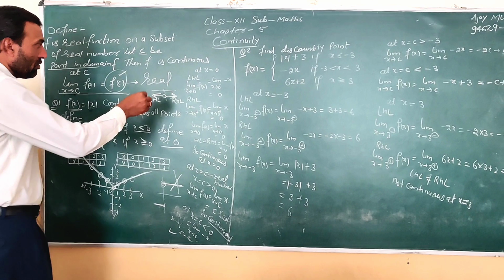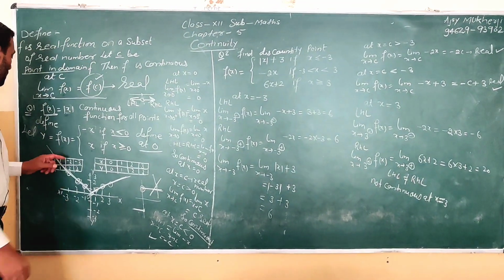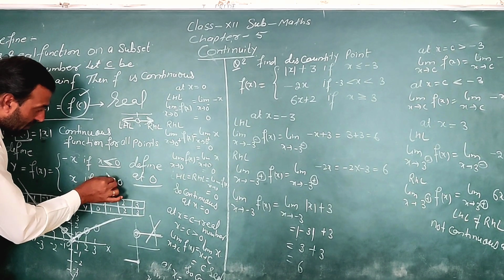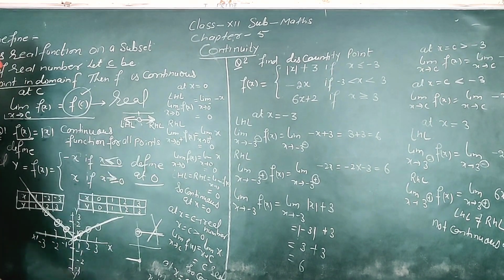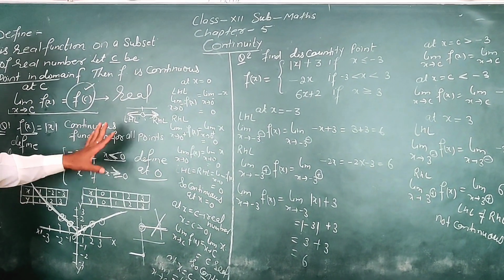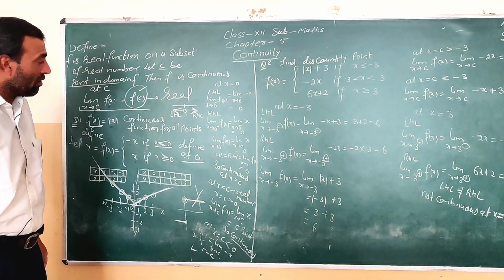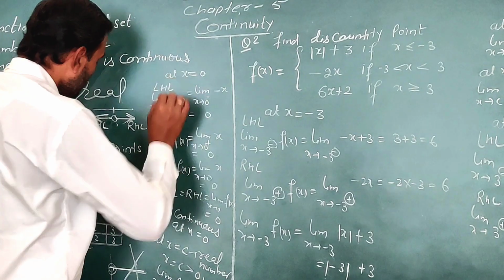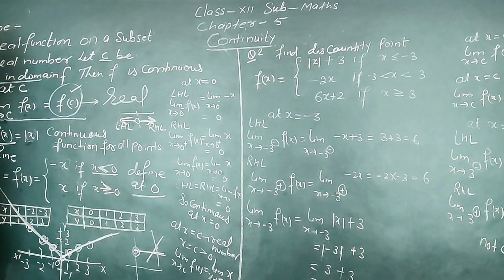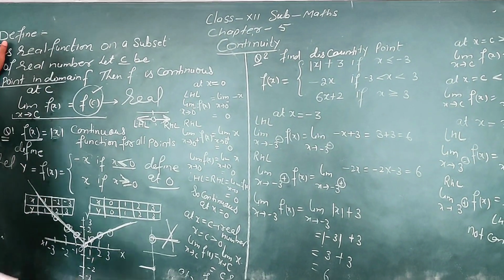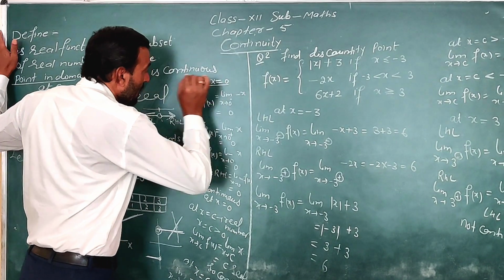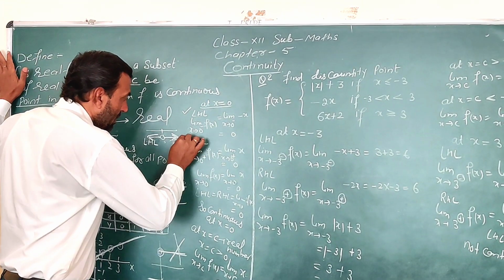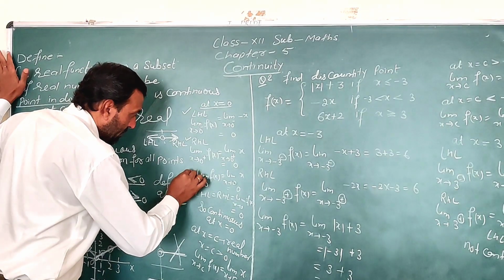And now we discuss the question. Here are the 3 cases we discussed: x is less than 0, x is greater than 0, x is equal to 0. 3 times we check whether the function is continuous or not continuous. First of all, let's check x is equal to 0. We have to check the function at x is equal to 0. At x is equal to 0, we are taking 3 limits. One is the left hand limit, other is the right hand limit, and the third one is the equal limit.